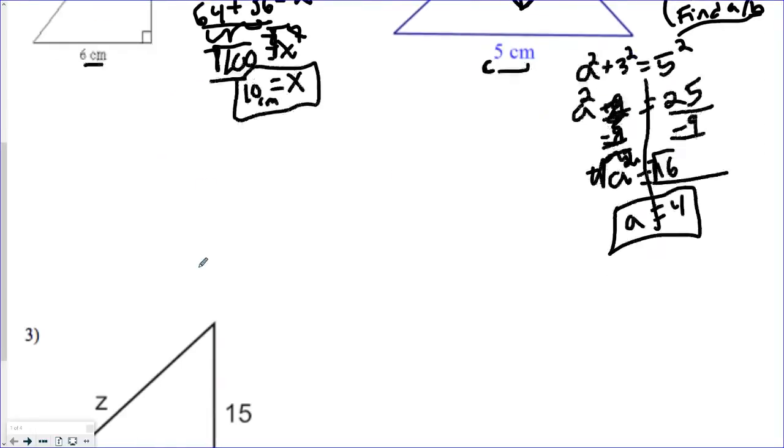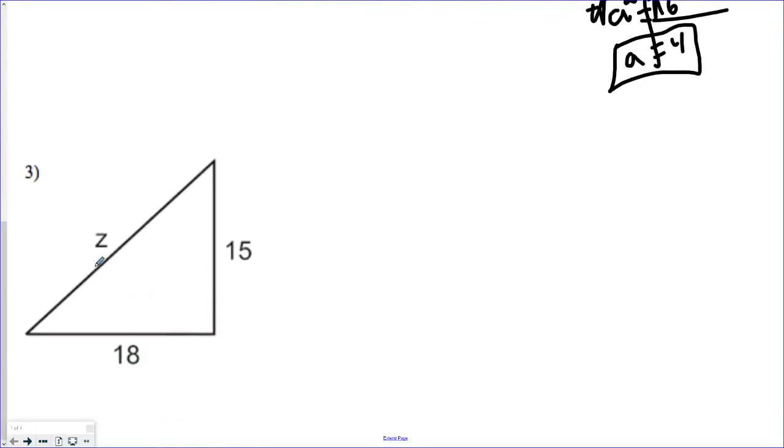So for number 3 here, Z is my C number, because this is my right angle, even though it doesn't show it. That's my right angle, so that means Z is my C. So I'm trying to find C. So I'm going to be using the addition method, because I know what A and B are, I need to find the hypotenuse. So I'm going to say 15 squared plus 18 squared. So I'm going to square my numbers first.